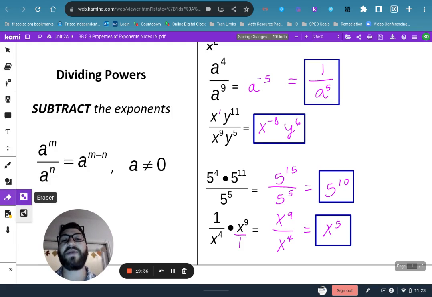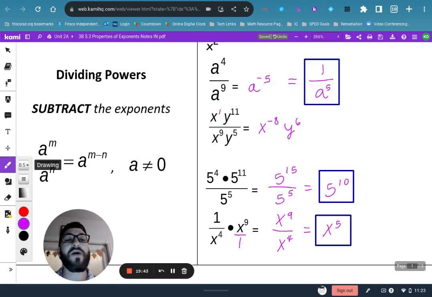And then last but not least, x to the negative 8th over y to the 6th. We can move that x to the negative 8th down. So this would become y to the 6th over x to the 8th.